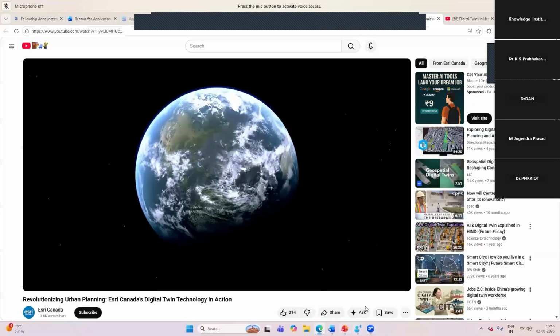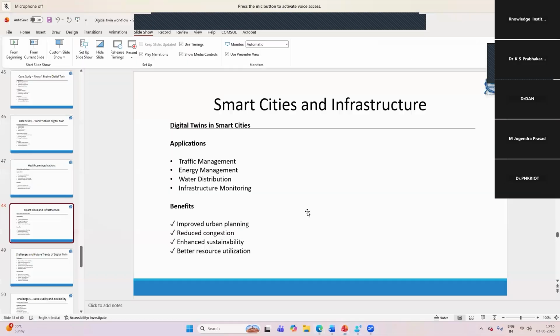Okay, hopefully you got the idea about smart cities, and how they are implementing this digital twin. You can understand the virtual replica itself. You can understand the actual scenario, and how you can improve the urban planning, how you can reduce the congestion, and how you can get better resource utilization. All those things are benefits of using this digital twin.